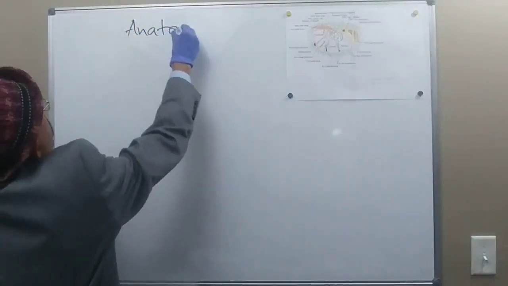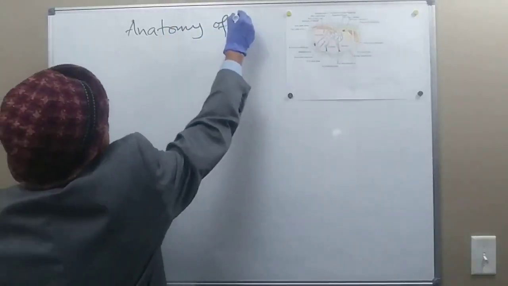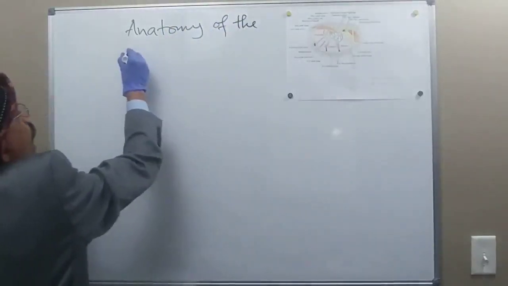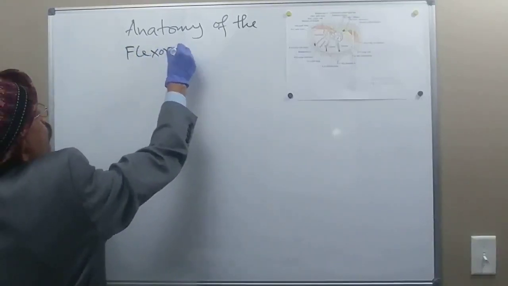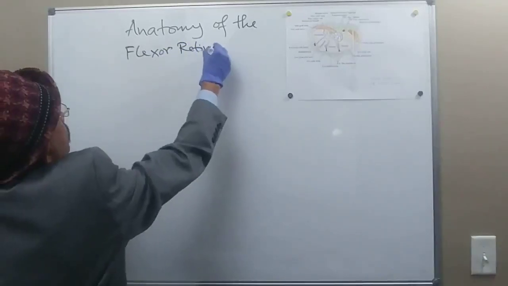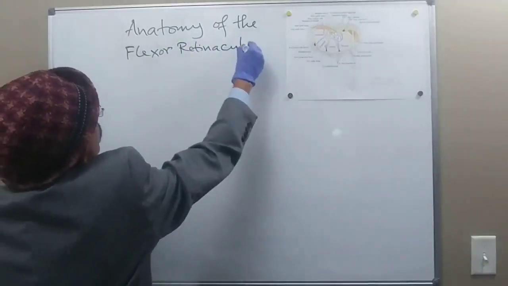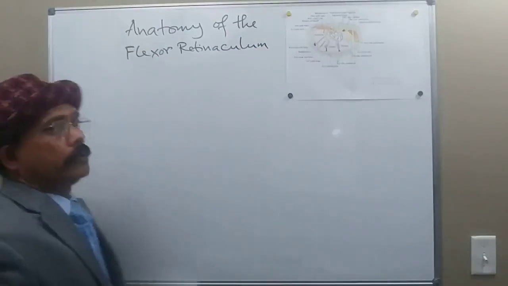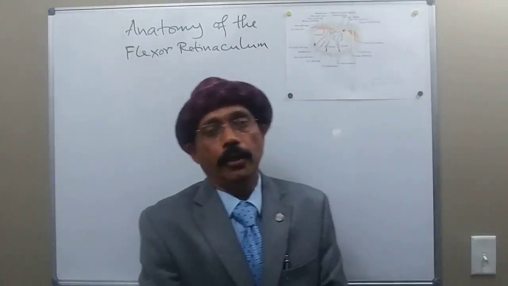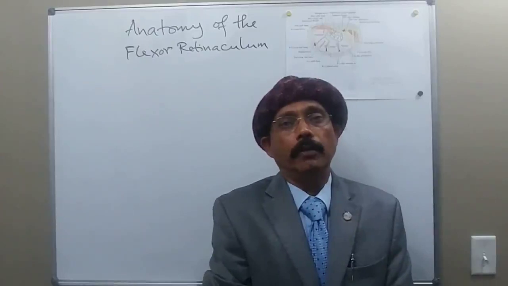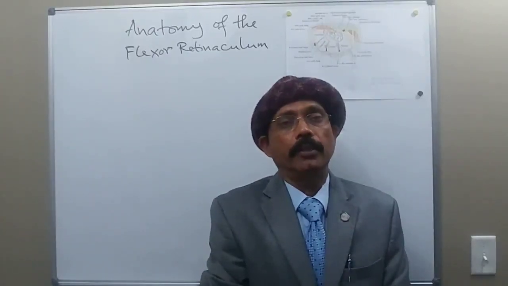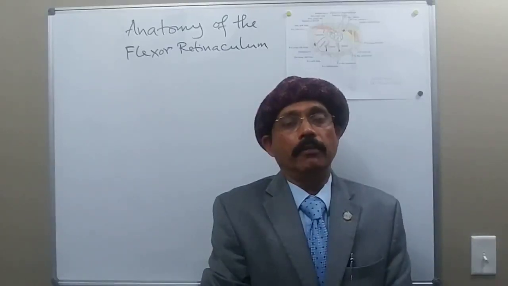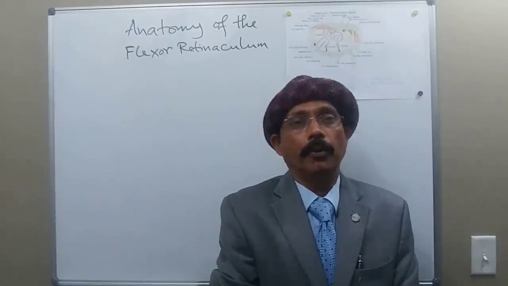Okay, so we'll go through the anatomy of the flexor retinaculum. So what is the flexor retinaculum? The flexor retinaculum is the thickening of the deep fascia, that is the antebrachial fascia or the deep fascia of the forearm, in front of the carpal bones.